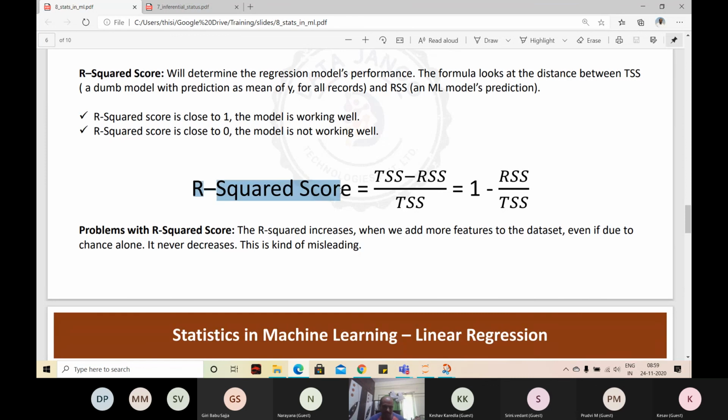Why is the R square score measure needed? Now we are comparing TSS and RSS, right? This is when it is going to be more reliable. The number is always going to be between 0 and 1. If the number is close to 1, the model is working well. If the number is close to 0, the model is not working well. We can say that. Okay. Any questions here?